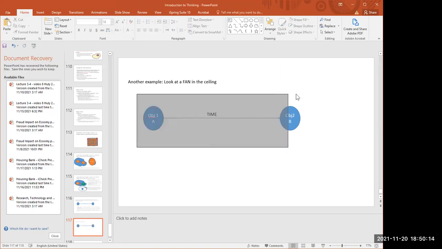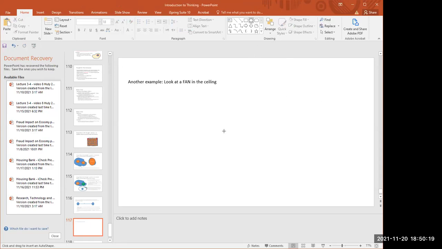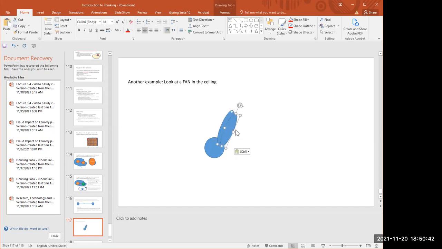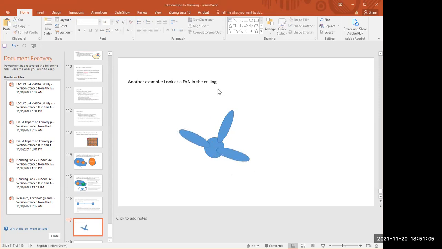Very simple example. If I take an example of a fan in the ceiling. Okay, so let's say I have a fan with 3 pedals like this. Okay, so there is a fan here, and this is pedal number 1, pedal number 2, pedal number 3. And the principle of work here, it's a rotation.